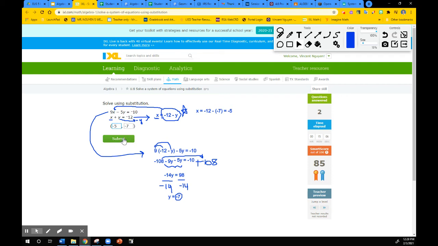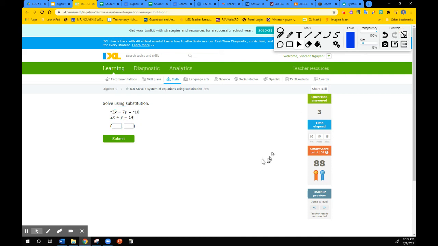okay? Submit. So when your equations are both in standard form, you have to solve for one of the variables. Okay, submit. Ta-da. Okay, this one's the same thing. This one's the same thing.